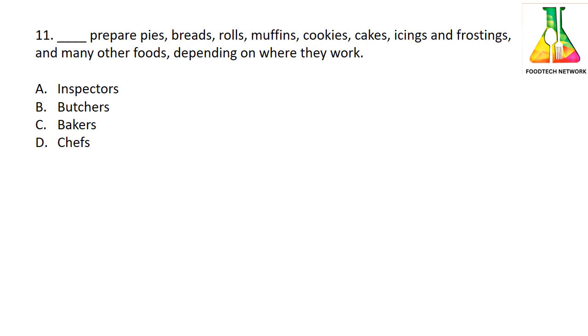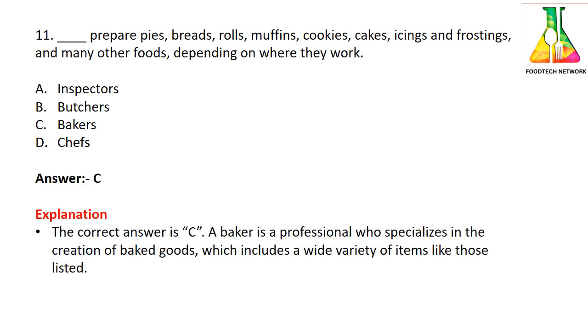Question number 11. Dash prepares pies, breads, rolls, muffins, cookies, cakes, icing, and frosting, and many other foods depending on where they work. Option A inspector, option B butcher, option C bakers, and option D chef. So the right answer is C, that is bakers. A baker is a professional who specializes in the creation of baked goods, which include a wide variety of items like those listed.